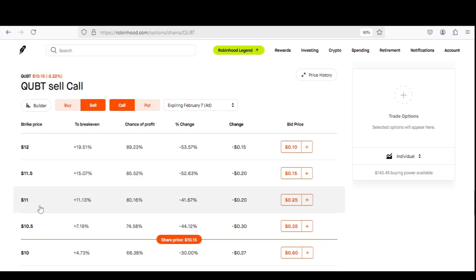Now, this is going to be below my average cost of 11.5. My chance of profitability is now reduced, but I still have a very high chance of profitability. But most importantly, look at my premium. My premium is going to be way higher. This is actually going to be $25 multiplied by 4 contracts. At this price, I'm going to get an additional $100 coming into my portfolio that I get to keep no matter what.